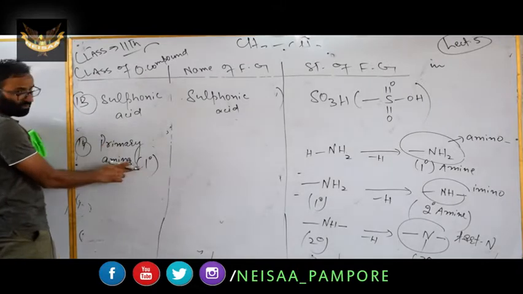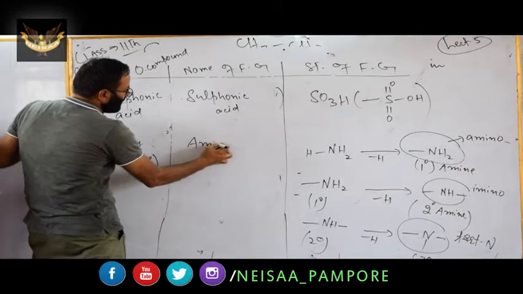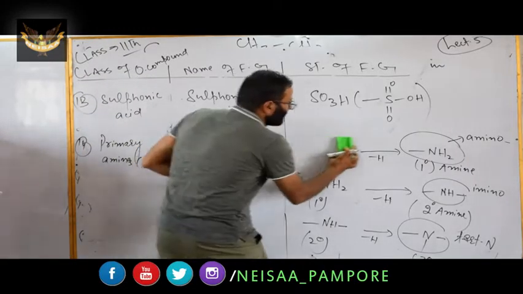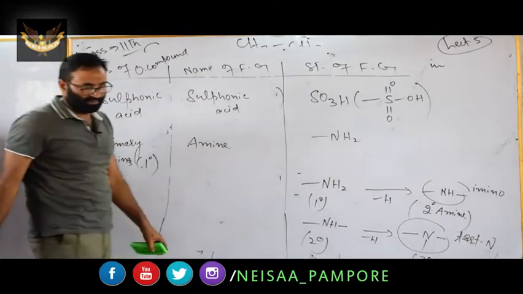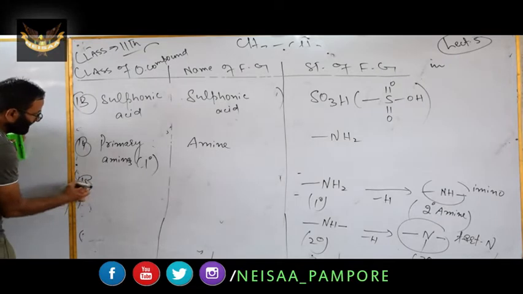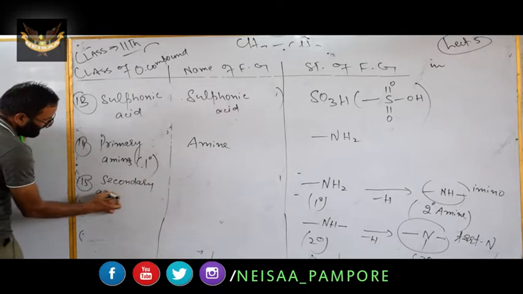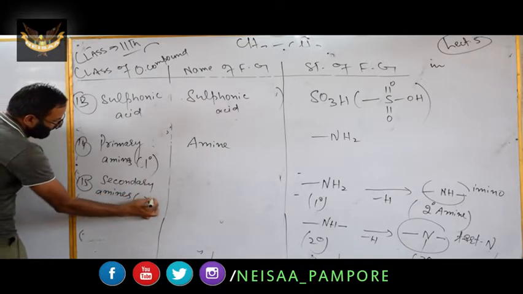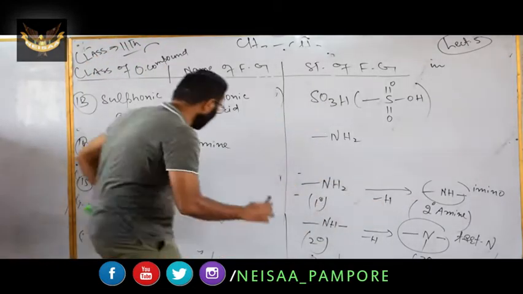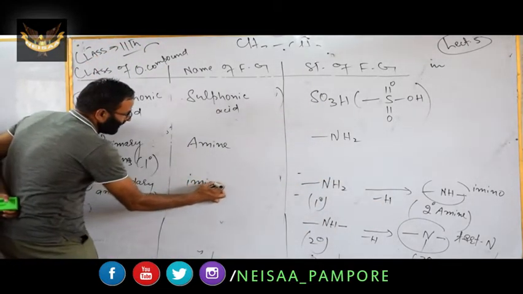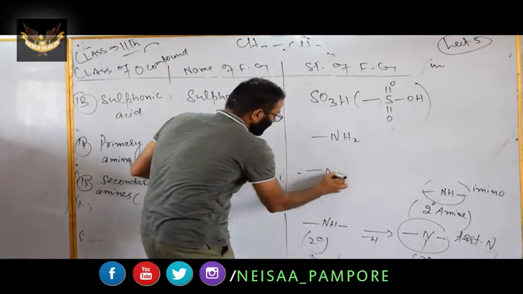Primary amine is also known as 1 degree. What is the name of the functional group? Amino. You can mention it as NH2. NH2 is known as amino. Now the 15th class, secondary amines. You can also mention 2 degree amines. What is the name? Imino. What will be the functional group? NH. You can mention it as NH.